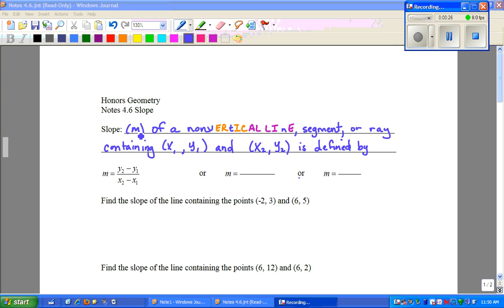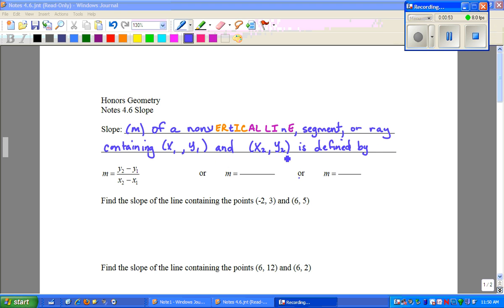Slope is designated by the letter M. Why, do you ask? Well, nobody knows exactly why. If you actually do look up on the internet, you will find that nobody knows really why they chose M for it.